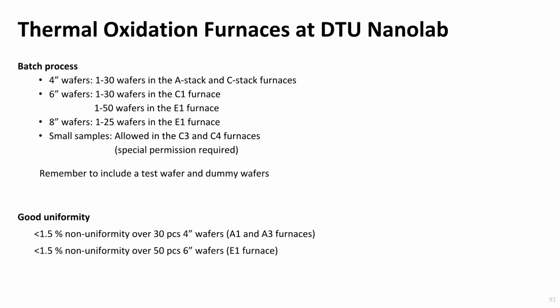Remember that a test wafer should always be included in the boat, so the thickness of the grown oxide layer can be measured. It is also recommended to include some dummy wafers to improve the uniformity of the grown oxide layer. Smaller samples are allowed in the C3 and C4 furnaces with special permission. The uniformity of the grown oxide layer is very good, with a variation of less than 1.5% measured over 3 4-inch wafers in the A1 and A3 furnaces and over 5 6-inch wafers in the E1 furnace.